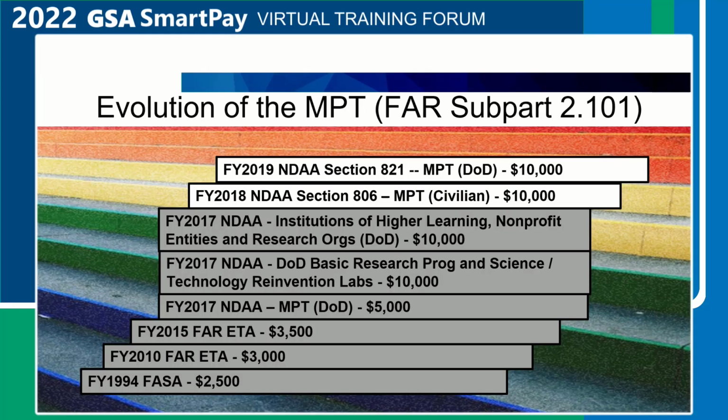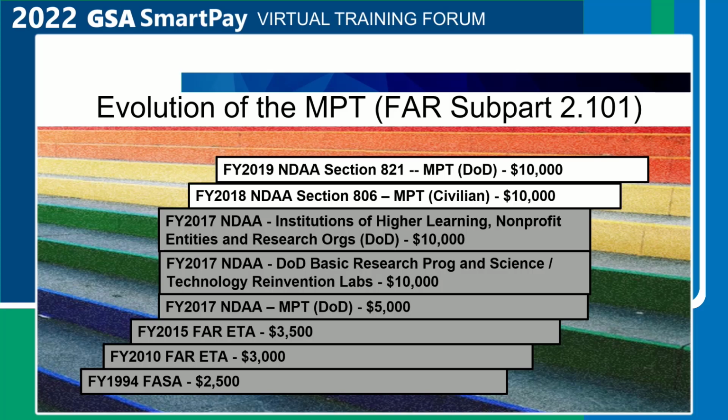Evolution of the micropurchase threshold. If you've been following changes to the micropurchase threshold in the FAR and in other legislation, you know that this threshold has changed a lot over the past years. Going back to the beginning, the Federal Acquisition Streamlining Act established the category of micropurchases and the initial $2,500 micropurchase threshold. 6 years later, in fiscal year 2010, the micropurchase threshold was raised from $2,500 to $3,000.